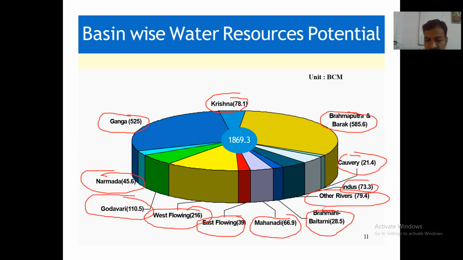This is the water resource potential of the various river basins. The total, the addition of all this, will get 1869.3 billion cubic meter. This is the water resource potential of these various river basins.